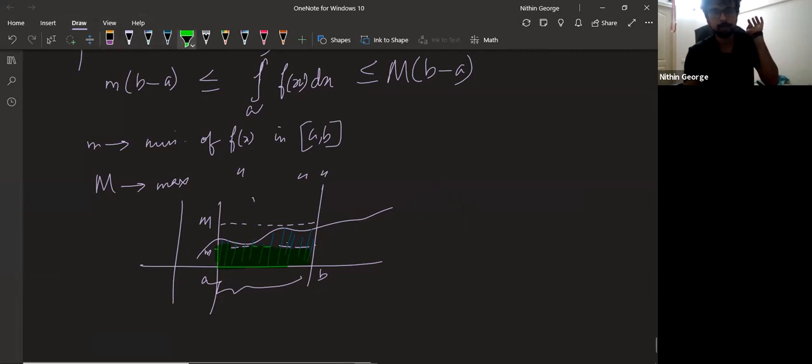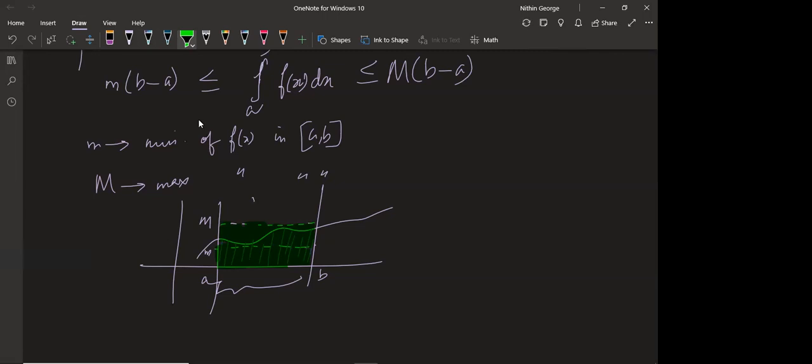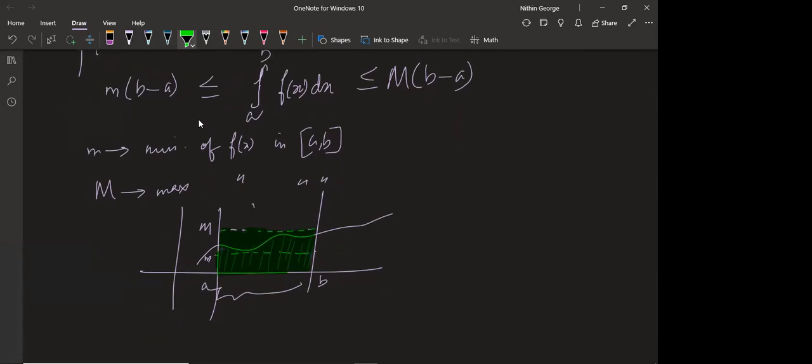Suppose you want to involve capital M, which is the maximum value of the function between a to b. Then if you do M into b minus a, it's the area of this bigger rectangle, right? That'll be greater than this dashed area because you took the maximum value multiplied by this. You understood the visual here? Yes, sir. Okay. All right.